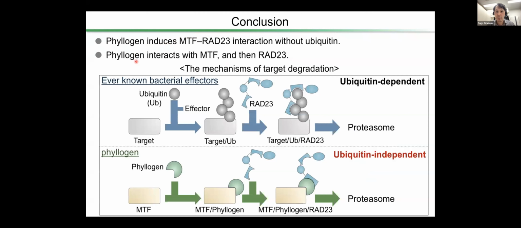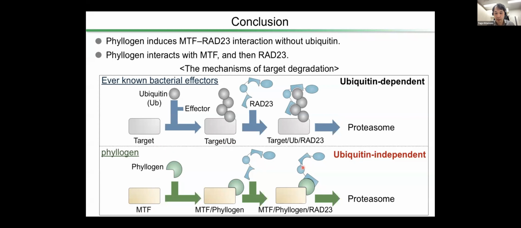The pathogen interacts with MTF first and then RAT23. From these, the mechanism of target degradation by the pathogen is considered like this. In previously known bacterial effectors, these effectors induce ubiquitination of the target first. Then RAT23 recognizes ubiquitin and delivers the target to the proteasome. On the other hand, the pathogen can interact with MTF directly and then RAT23.